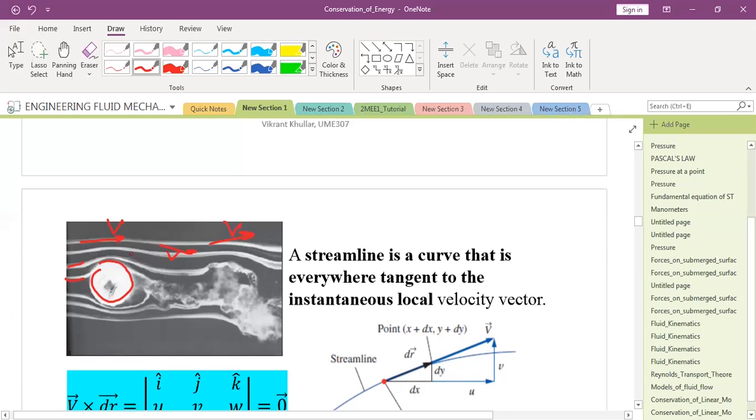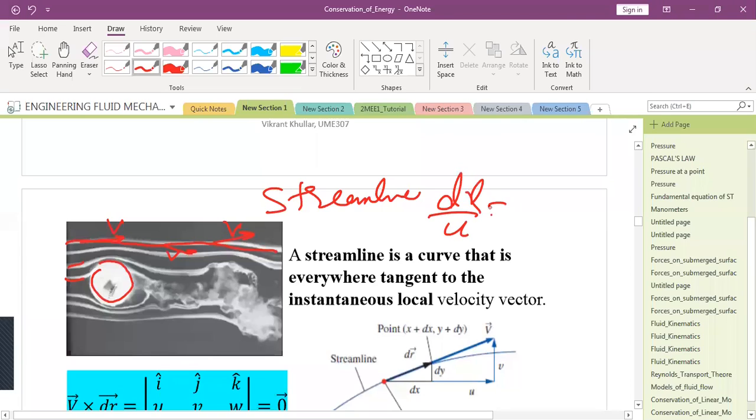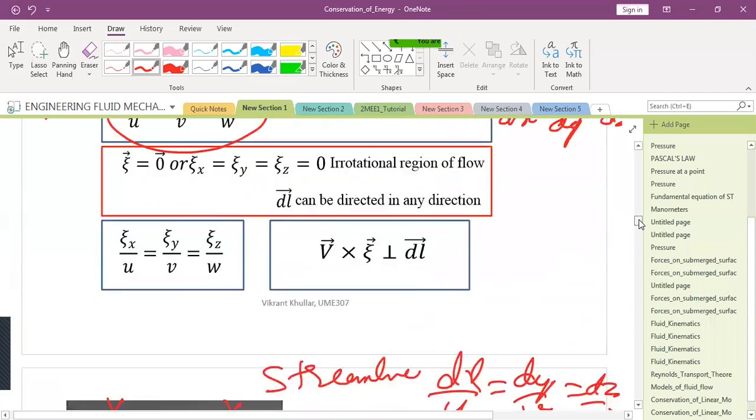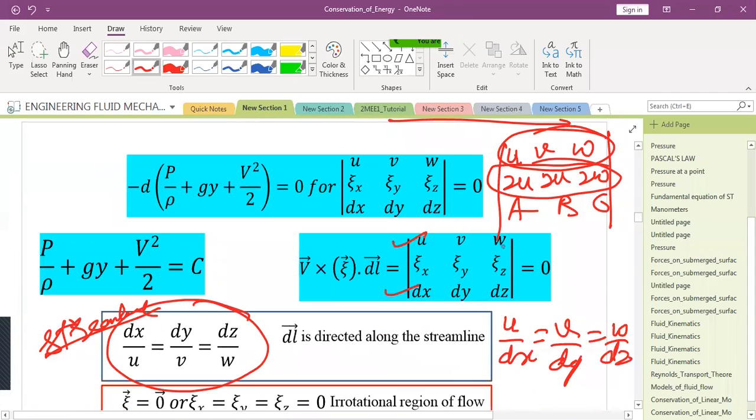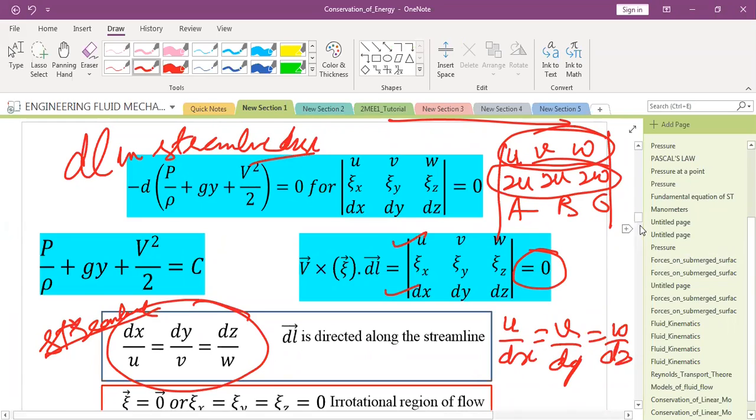वेलोसिटी की डायरेक्शन देगा. तो इस लाइन को मैं स्ट्रीम लाइन बोलता हूं, और इसकी इक्वेशन होती है dx अपॉन u इज इक्वल टू dy अपॉन v इज इक्वल टू dz अपॉन w. So please remember, this can also go to zero if dl is pointing in the streamline direction. So what does that mean?